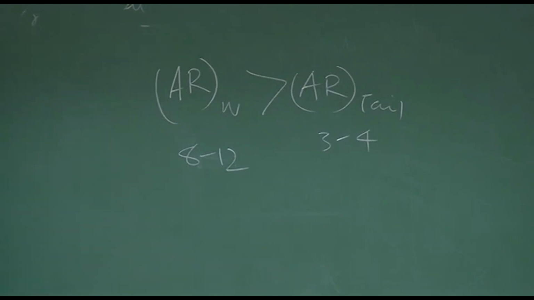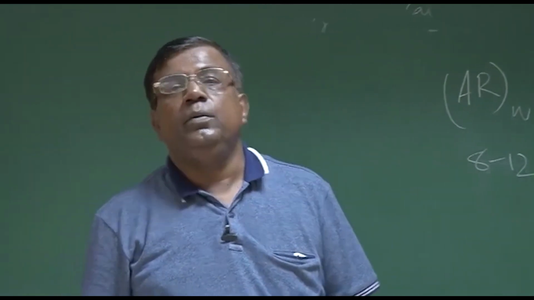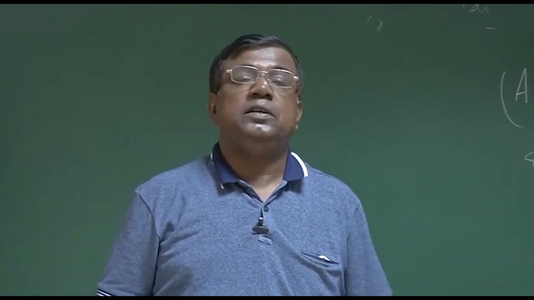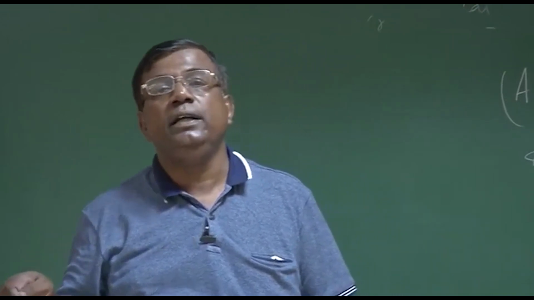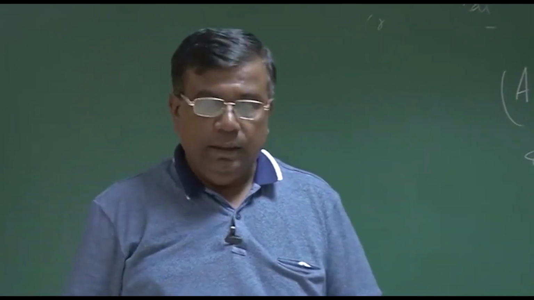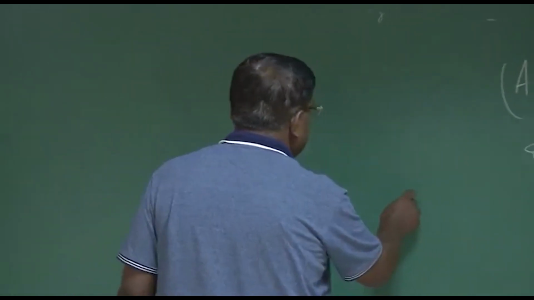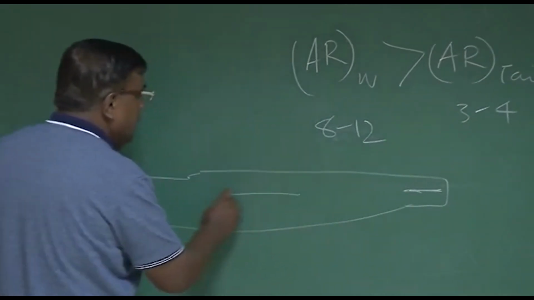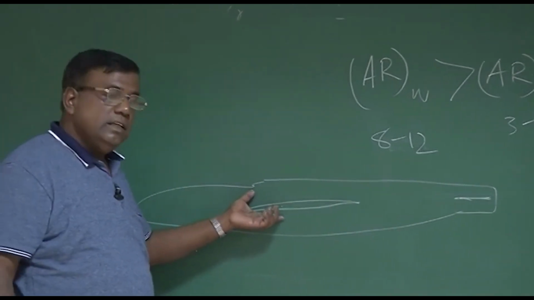We know that if aspect ratio is high, then the induced drag component will be less, because for infinite it is 0. That means as aspect ratio goes higher and higher, the downwash at the wing goes on reducing. If aspect ratio is small, then downwash at the wing is large. So now see, this is an airplane, this is the tail, and this is the wing. Its aspect ratio is more, so downwash is less.